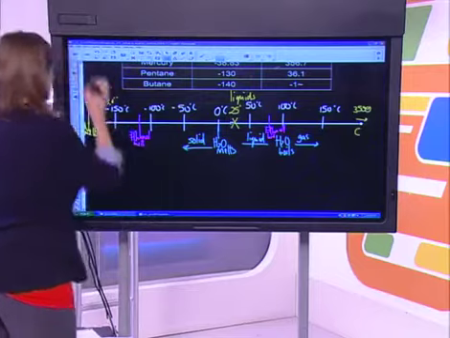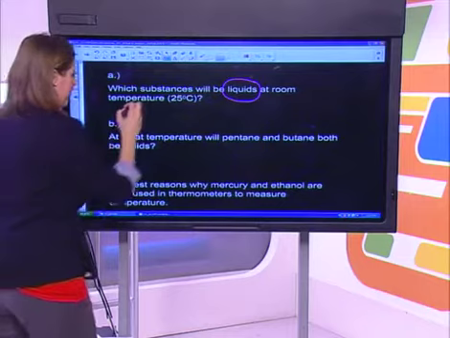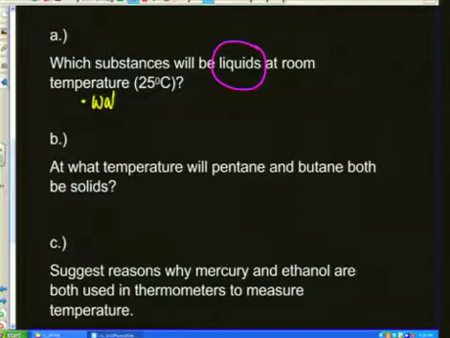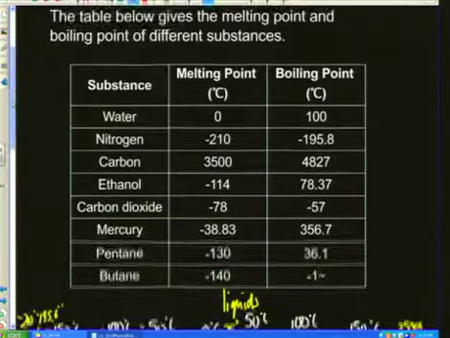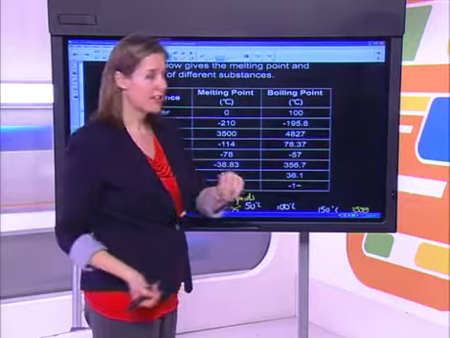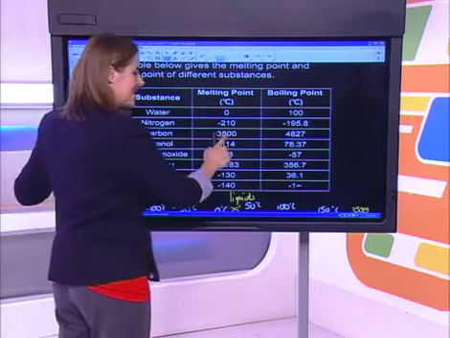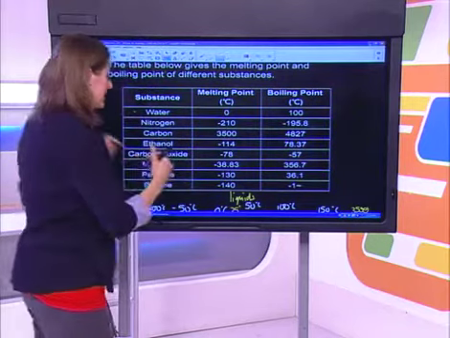So on my list, I'm going to go down here and write water. Okay? Then I can go back across to my table. And let's see, we've done water. Water will be there. Nitrogen, it's already boiled way down below 25 degrees Celsius, so definitely it's going to be a gas. Carbon is still going to be a solid because it hasn't reached 3,500 degrees Celsius yet.